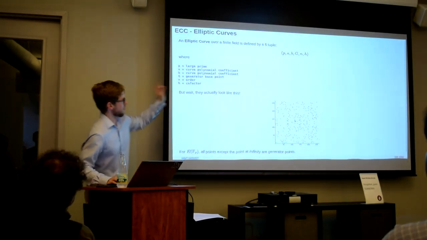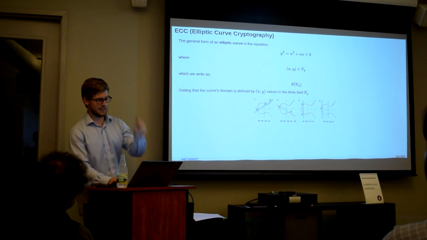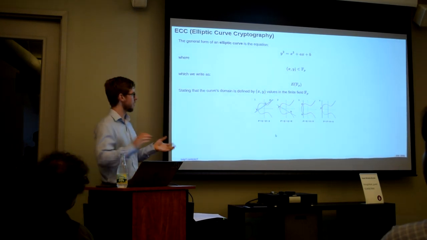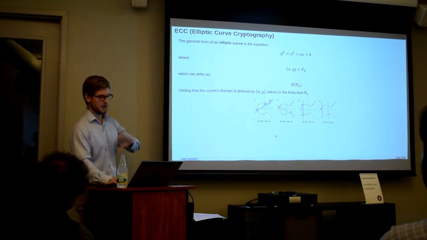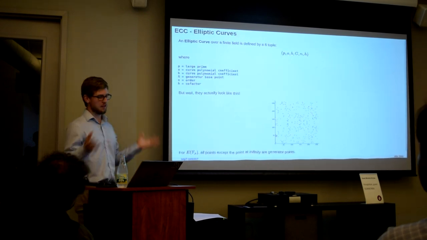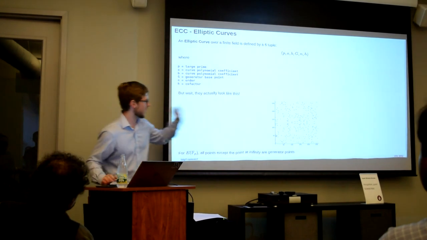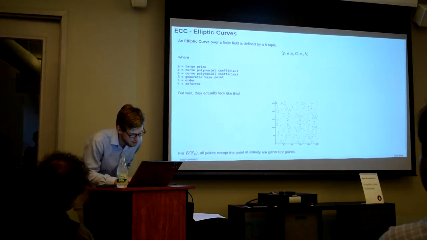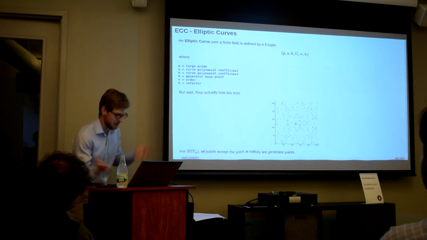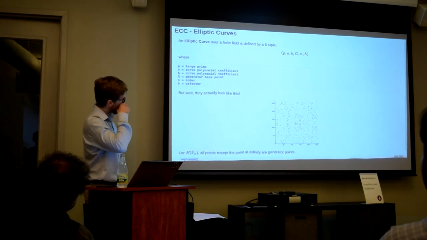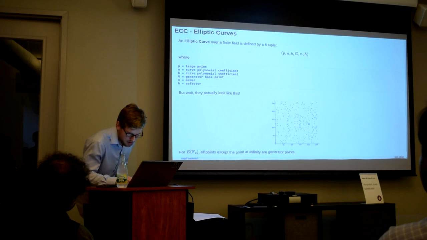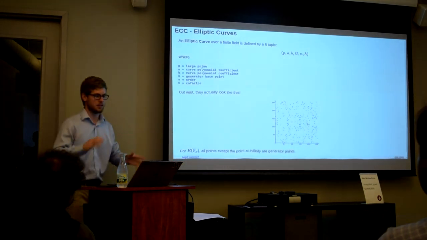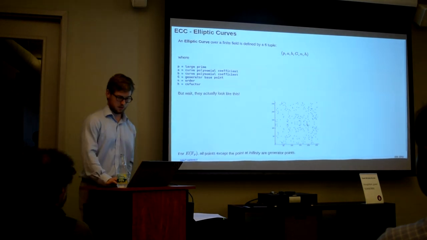But wait, they actually look like that. So I said that elliptic curves look like this, but this is when they're infinite, not over a finite field. When you have elliptic curves over a finite field, it actually looks like that, because there's some bounded domain. In this case, the finite field will be 257, if that's prime. So something similar to that. And you can notice it's not total gibberish. There is some symmetry over the x-axis, if you look closely. And this is a result of that.